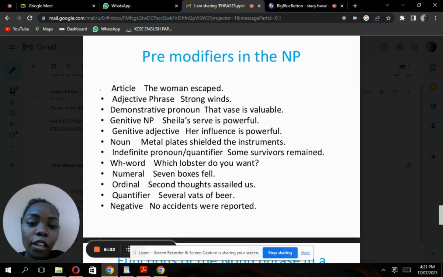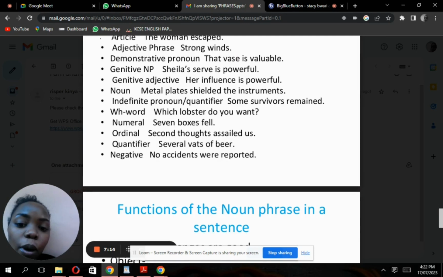For example, her influence is powerful. Noun: metal plates shielded the instruments. Indefinite pronoun or quantifier: some survivors remained. So some is used to show the indefinite pronoun. The WH word: which lobster do you want? The WH word there is which. Numeral: 7 boxes fell. We have the number 7. Ordinal: 7 thoughts assailed us. Quantifier: several vats of beer. Negative: no accidents were reported.